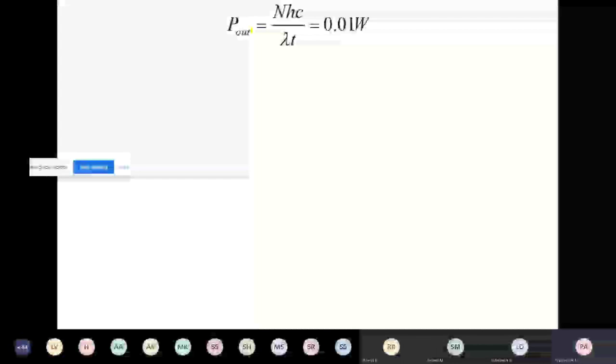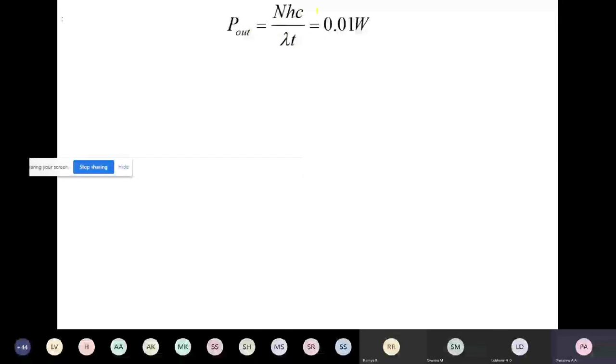So the same equation as I described in the first problem, power is nhc by lambda T. Number of photons is given, H, C are constants, we know them. Lambda is 632.8 nanometer, T is 1 second. If you substitute, you will get the answer 0.01 watt.